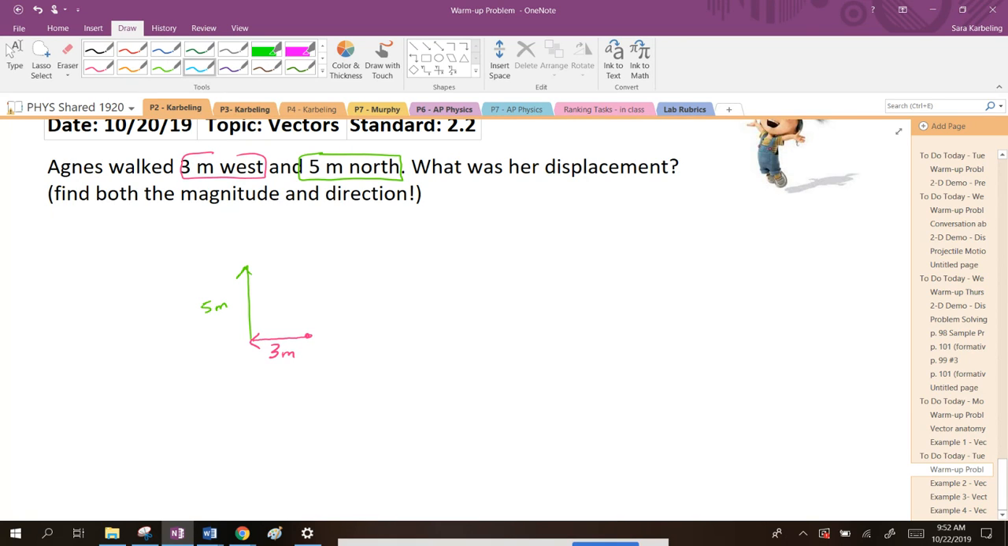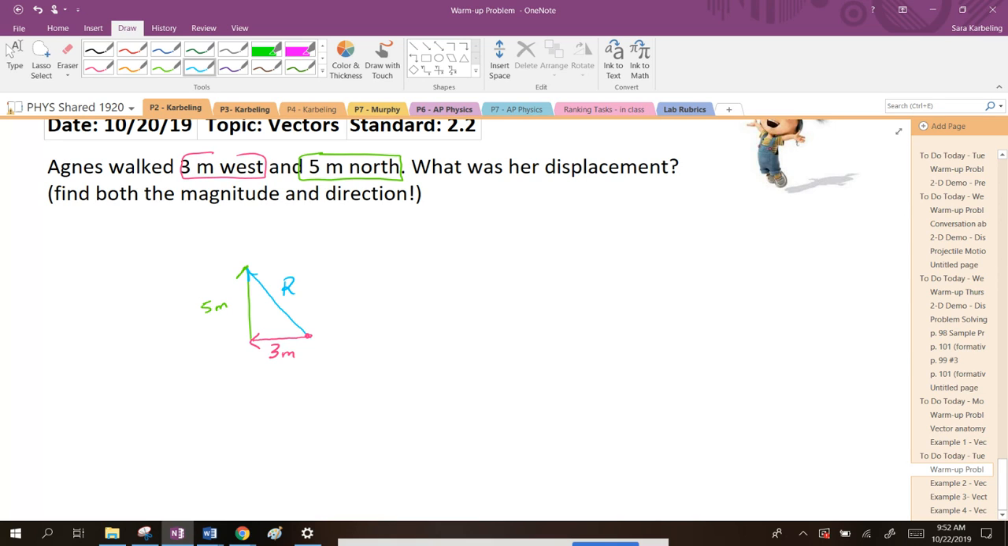From the tail of the first to the head of the last. Yes, I love it. Tail of the first to the head of the last. Something like this. Woo, that's supposed to be a straight line. That is my resultant. We can call that R. You can call that delta X if you want for a change in position. That's fine too. Doesn't matter to me.